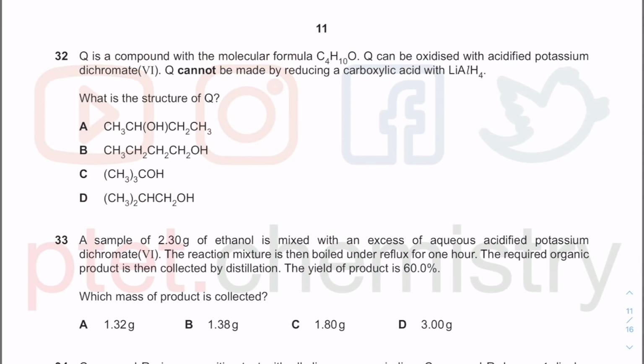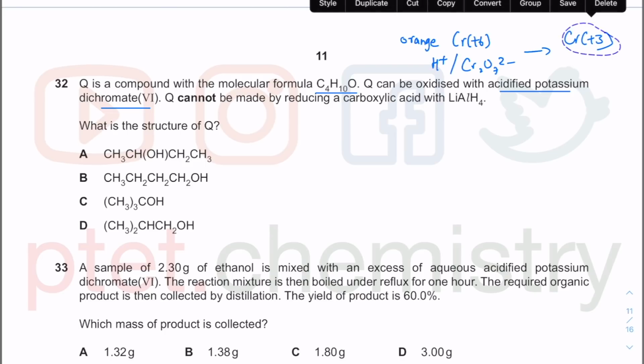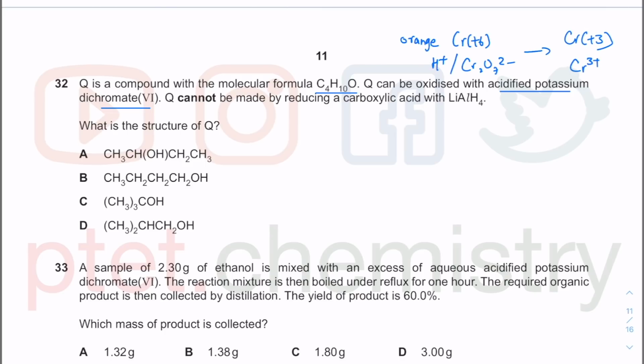Question 32. This is a compound with molecular formula C4H10O. You can oxidize it with acidified potassium dichromate. So you will see the orange color. This is chromium plus 6, which is orange in color, and this orange color will go to chromium plus 3. This chromium plus 3 is actually chromium 3 plus aqueous, orange to green, and this is green in color.